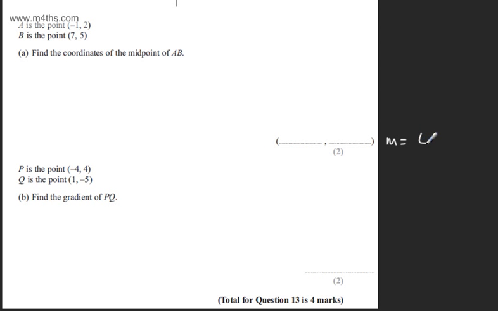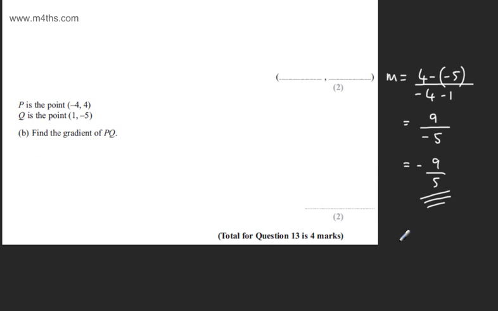I'm going to do the change in y as 4 minus -5, over the change in x, and that's going to be -4 minus 1. So in the numerator that is going to be 9, and then we're going to have -4 minus 1, and that's going to give me -5. So we can say that this is -9 over 5, and that is the gradient for 2 marks. It's the change in y over the change in x.